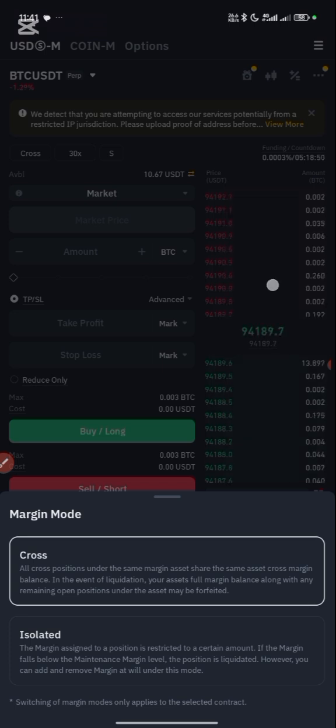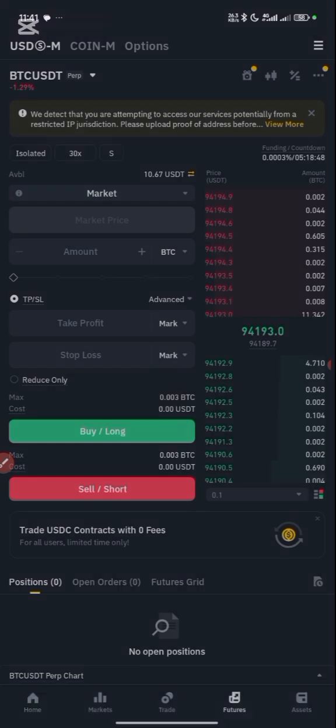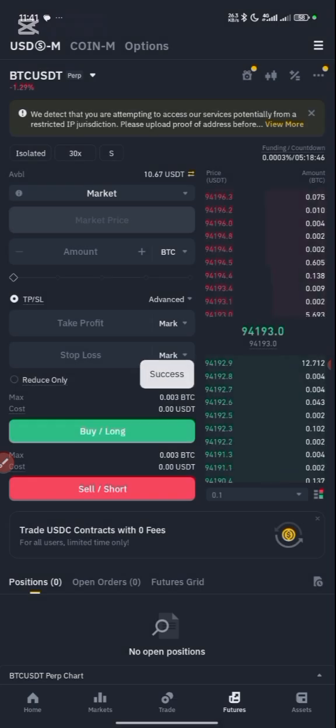So that's cross trading. But for isolated, this is isolated now. Isolated means that you are trading with just that $2. So whenever you have like negative $2, it means your trade will liquidate, and then you have like $8 in your account. 8 USDT, $8, is still the same thing in your account.